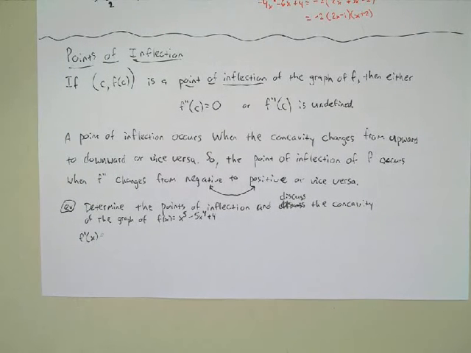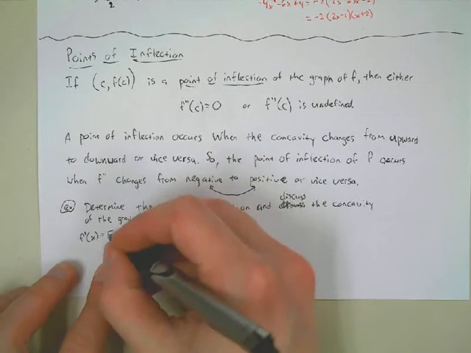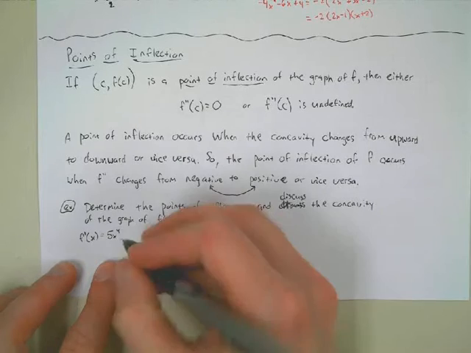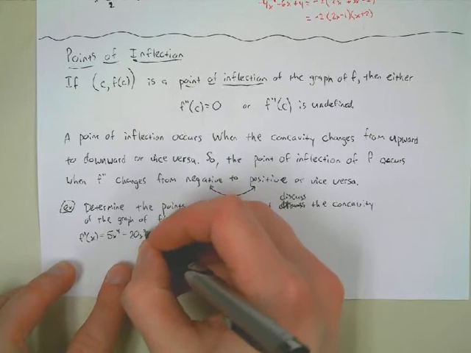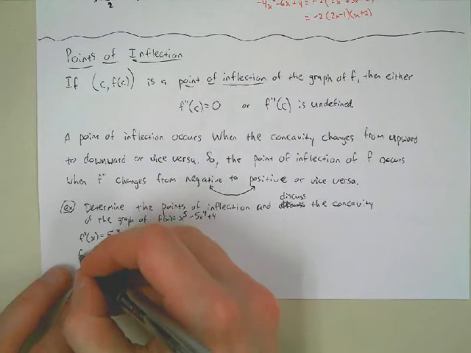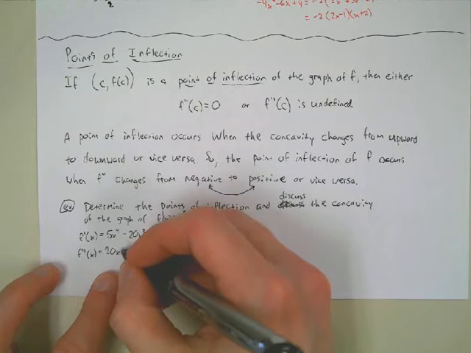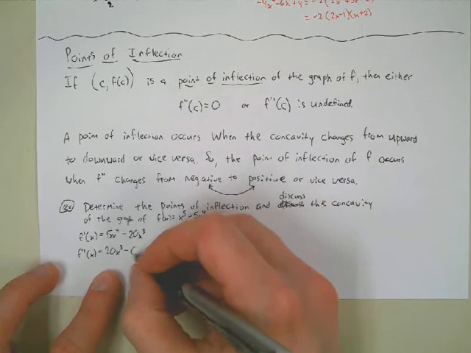All right, so Joey, what would that single derivative be? 5x to the fourth. 5x to the fourth. 20x to the third. And that's it. Very good. All right, and then what's the double derivative there, Joey? 20x to the third minus 60x squared. Very good. All right. Thank you, Joey.